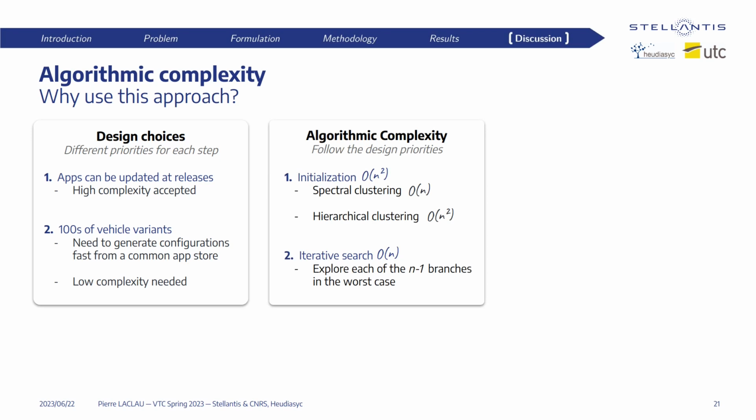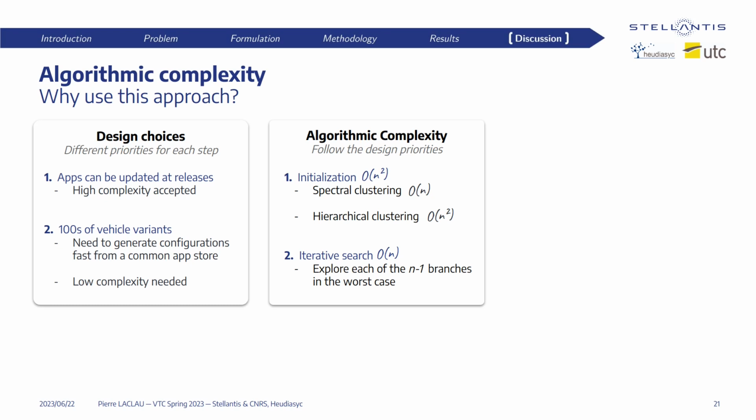If you want to contribute and improve this, I would be glad if you would. The initialization is expensive mainly because of the hierarchical clustering, because it has to sort the distances between every state. And then the iterative search has a lower complexity, which means that we can more easily generate configurations for every vehicle variant of the OEM.